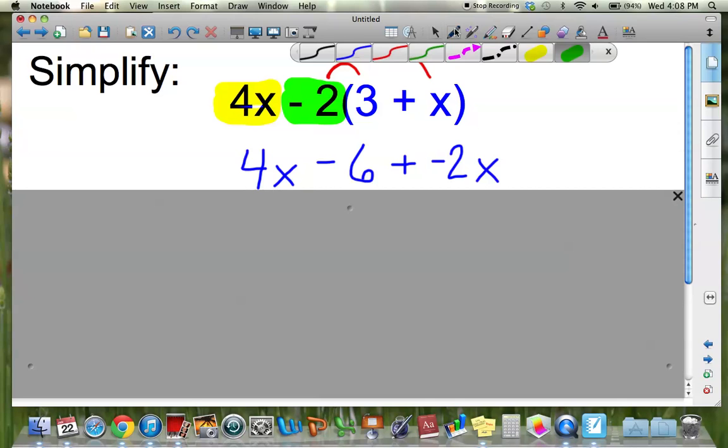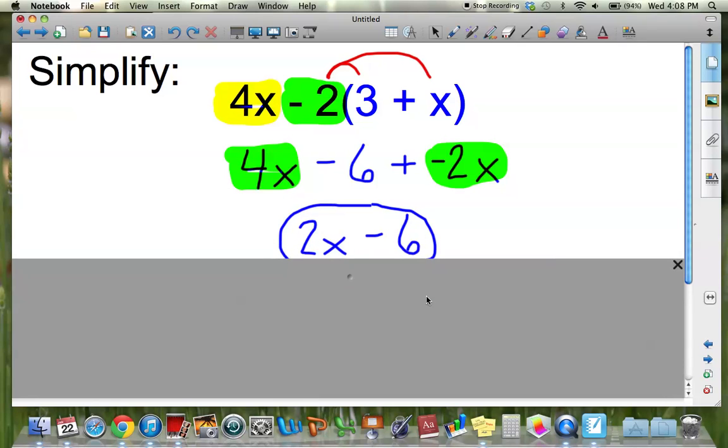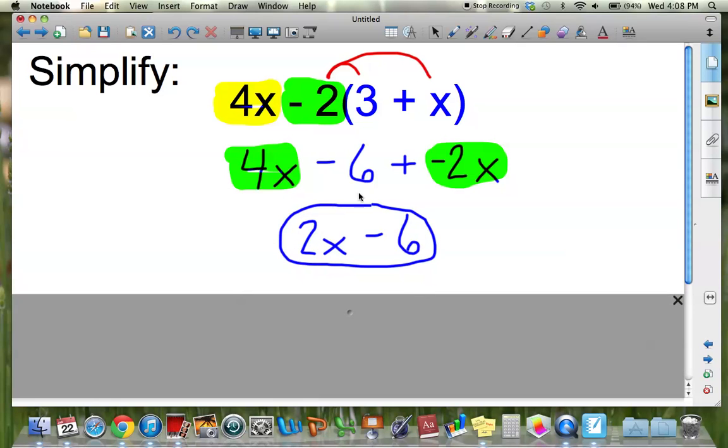Once I do that, I can see that I've got 4x in the front here and a negative 2x in the end here, which means that these are like terms. They both have an x on them. So 4x's plus a negative 2x's would give me a positive 2x minus 6.